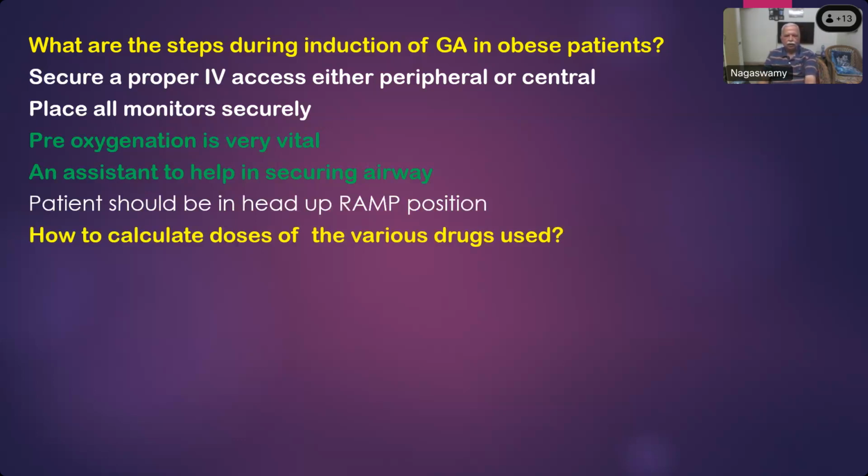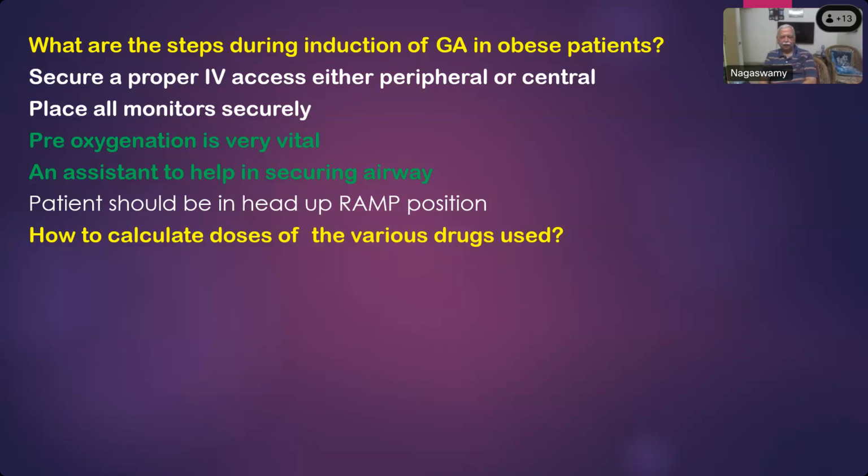Now comes the question: how do you calculate the doses of the various drugs used? Is there only one weight for an obese patient, or are there different weight calculations? There is total body weight and lean body weight, and ideal body weight also. Ideal body weight is height in centimeters minus 100. So there are three body weights: total body weight, ideal body weight, and lean body weight.